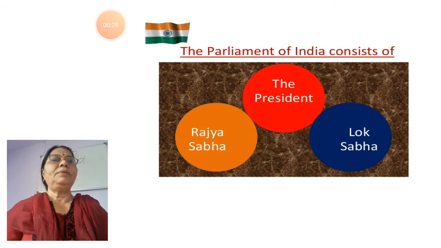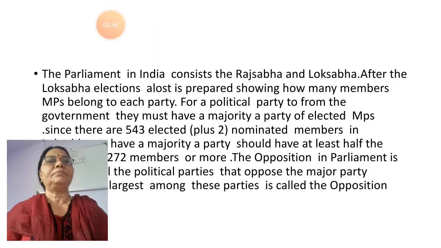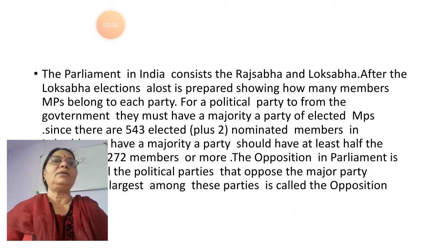The Parliament of India consists of the president. First is the president, then Rajya Sabha and the Lok Sabha. Means Indian Parliament consists of Rajya Sabha and the Lok Sabha, and the president. The Parliament in India consists of the Rajya Sabha and Lok Sabha.